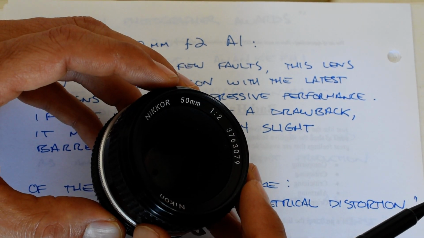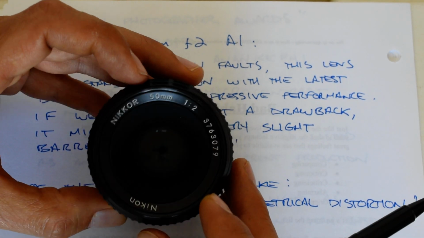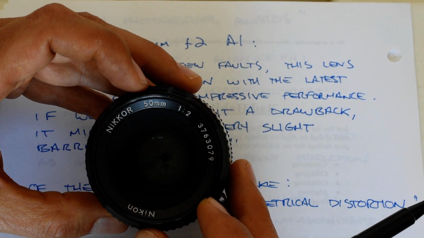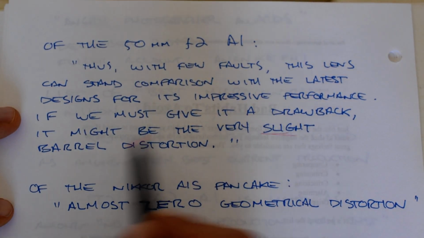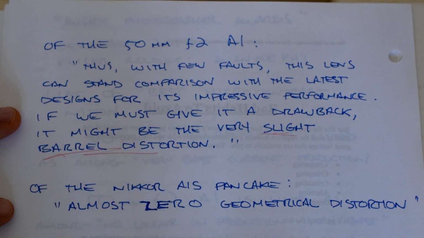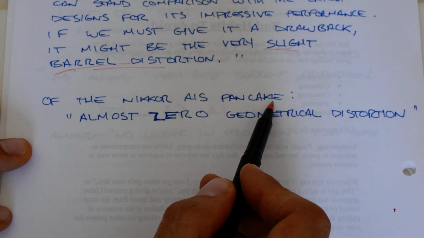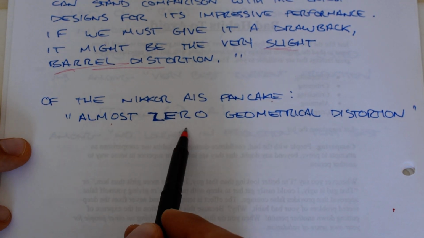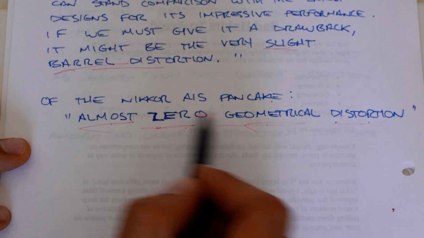For me, it's a pixel peeping issue, unless you do forensic work requiring absolute straight lines at intense magnification. Then this slight barrel distortion is a non-issue. Of the Nikkor Ais Pancake, the Nikon engineer writes, "Almost zero geometrical distortion." That's its claim to fame. That's what everybody knows the Pancake for.